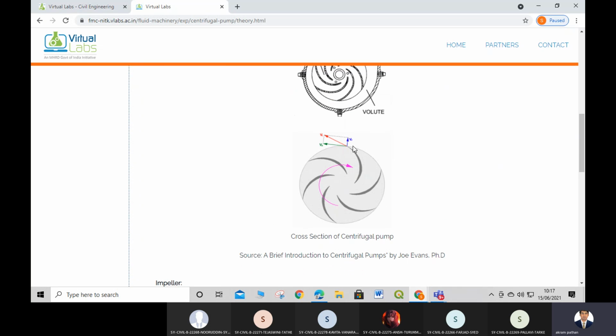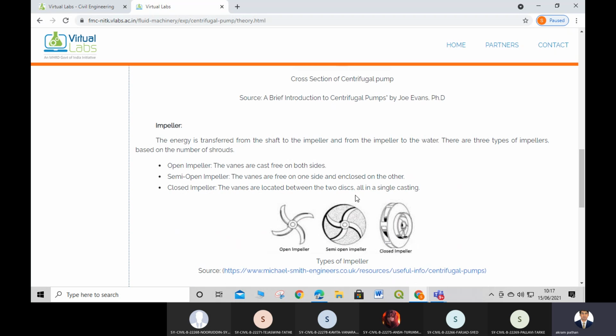And then we have a velocity triangle at the inlet and outlet of the impeller. So this is the outlet velocity triangle. We have V, which is inclined with the horizontal, so it has two components, along the x direction and along the y direction. Such velocity triangles we have already studied. Then look at the different types of impeller: open impeller, semi-open impeller and closed impeller.